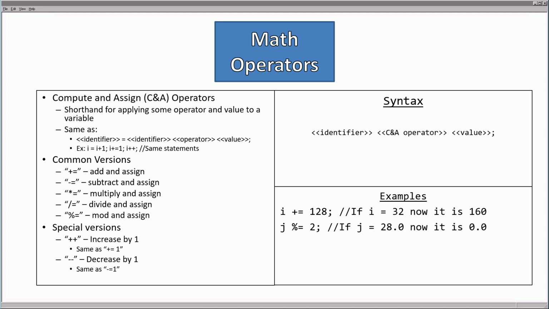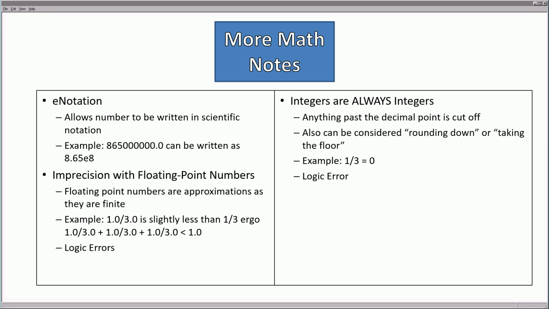There are also two very special versions, plus plus and minus minus. Basically, these are shorthands for plus equals 1 and minus equals 1. As you can see up here, this example where I is assigned to I plus 1, or I plus equals 1, or I plus plus are all the same statements. And you should pick whichever version you like best. In this way, you can start finding your programmer voice as you're communicating with the machines. Going further than that, there's also e-notation, which allows numbers to be written in scientific notation, as we can see there.